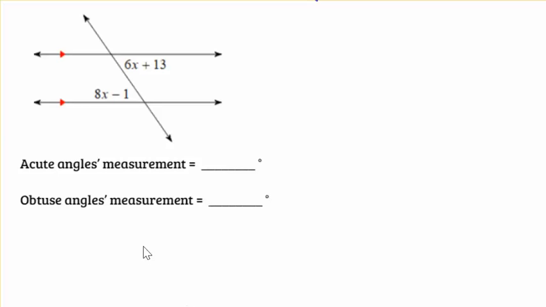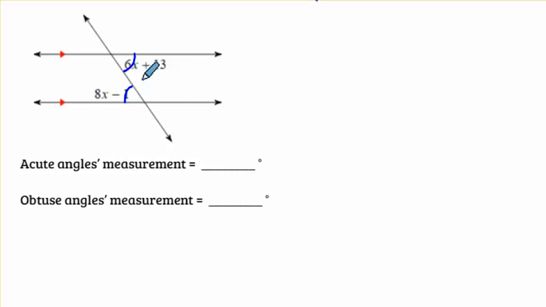Okay, for this one, we're going to figure out what kind of relationship these angles have. If I look at this one here and this one here, they are acute angles. And we know whenever we have two lines cut by a transversal, you wind up with all of the obtuse angles being the same and all of the acute angles being the same.